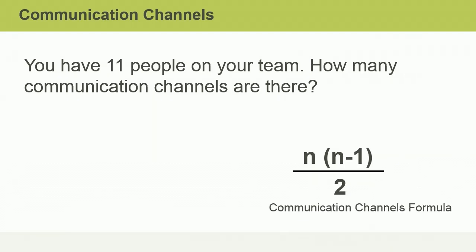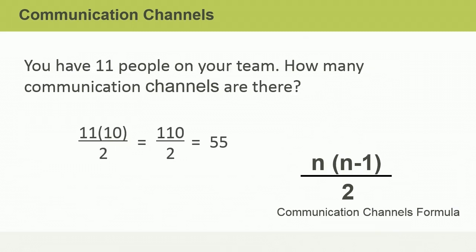Let's try another example. Now you have a team of 11 people. How many communication channels are there? If you'd like more time to think about your answer, just pause the video and resume when you're ready. If you determine that there are 55 communication channels in a team of 11 people, you are correct. You would multiply the 11 team members by the 10 other team members, which results in 110. You would then divide that by 2, resulting in 55 communication channels.